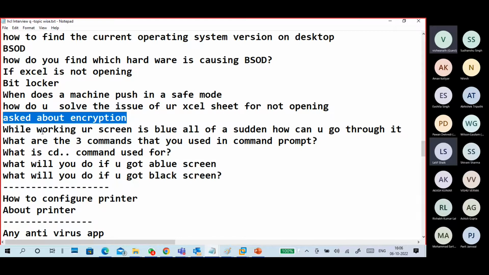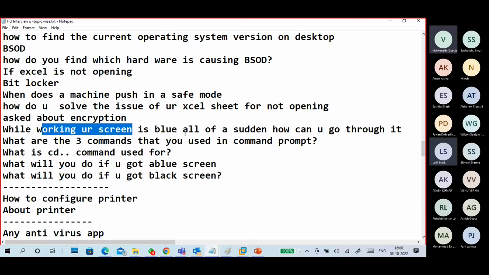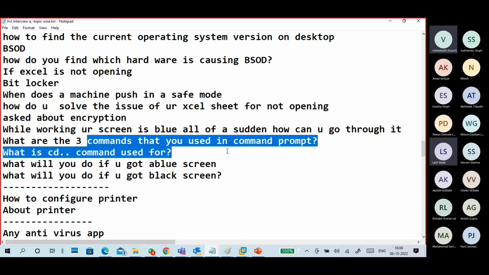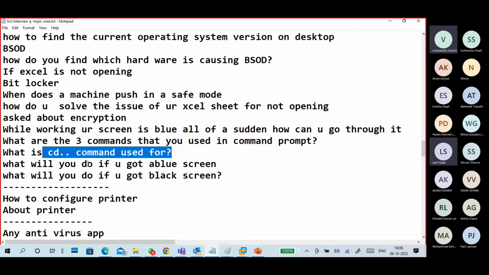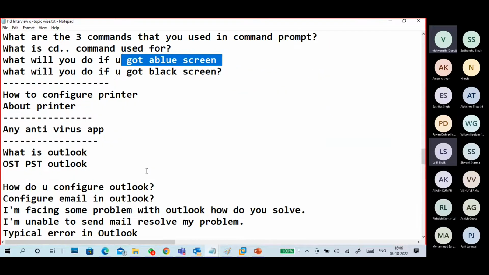Asking about encryption, what if your PC turns blue all of a sudden, what do you go through. Three commands you learned in command prompt. What is CD dot dot used for? What is blue screen? Okay, what is black screen? What is blue screen? Kind of stuff.